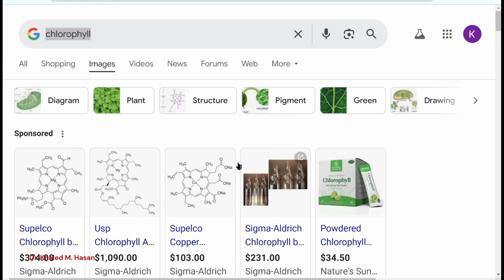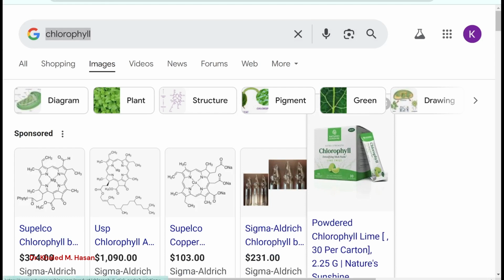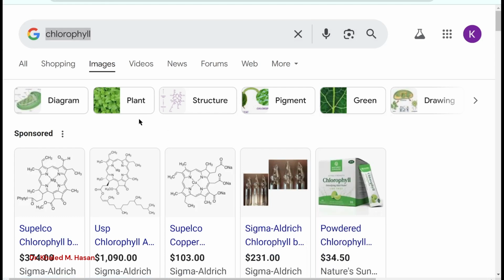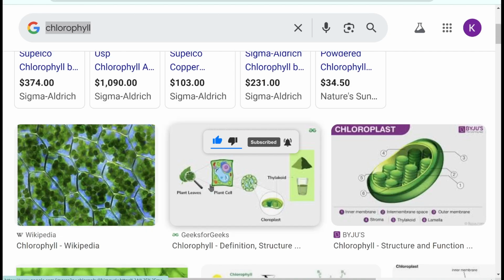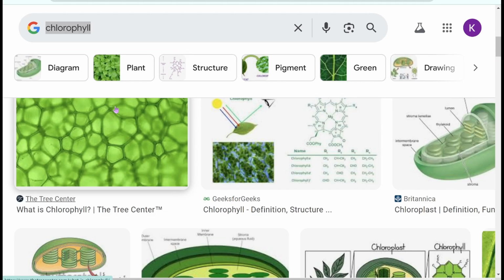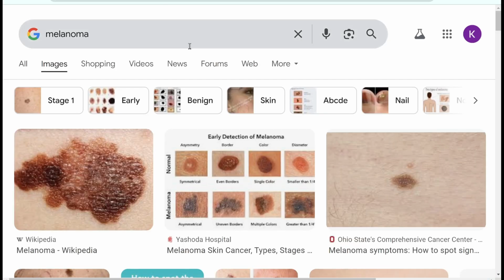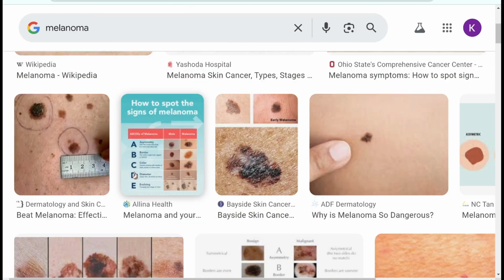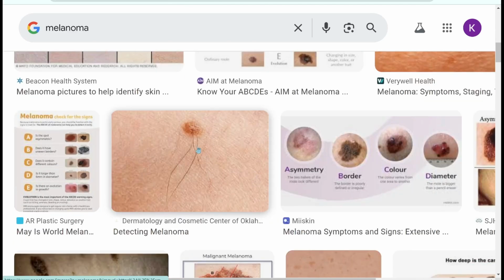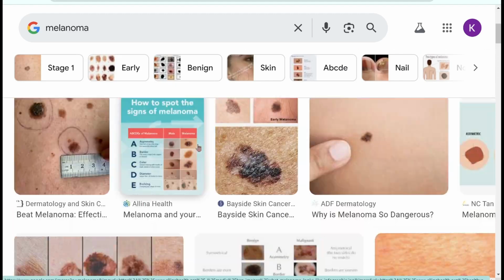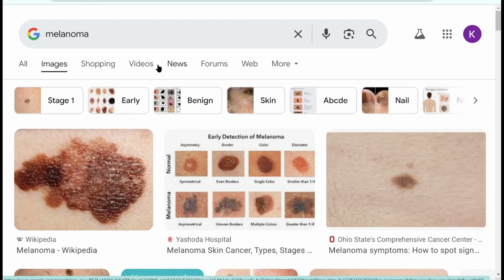Okay, here we have some images when you click on chlorophyll in Google Images, and they show you chlorophyll, the green pigment found in plants responsible for photosynthesis. You can see the chlorophyll in the plant, all responsible for photosynthesis. Then we have melanoma, a type of skin cancer, and there are several types of melanoma that require close medical attention.